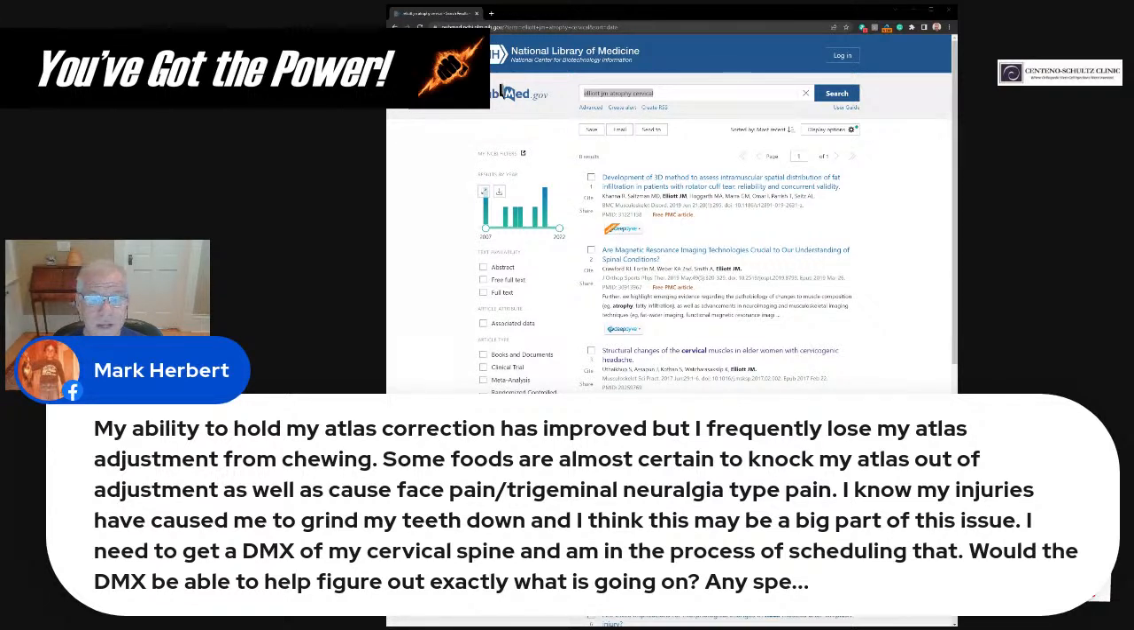Yeah, so a DMX can usually get to the diagnosis, but not always. Sometimes we'll need other types of imaging. So I think it's a great next step given what you're discussing.